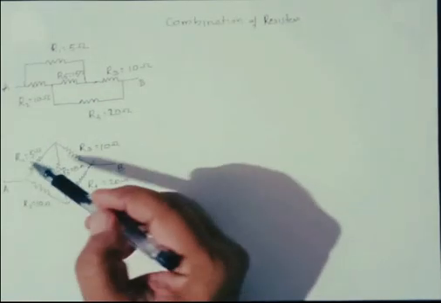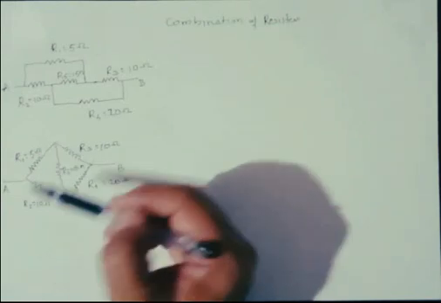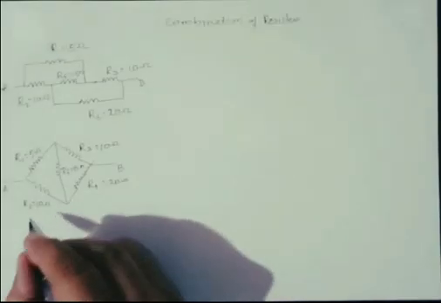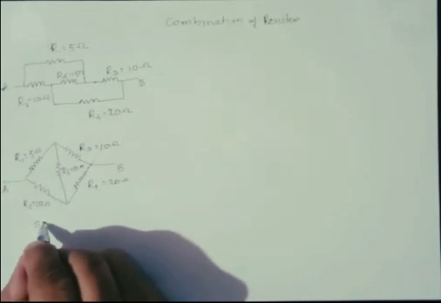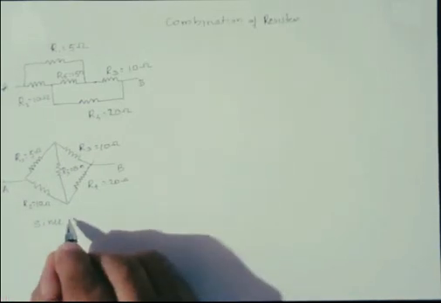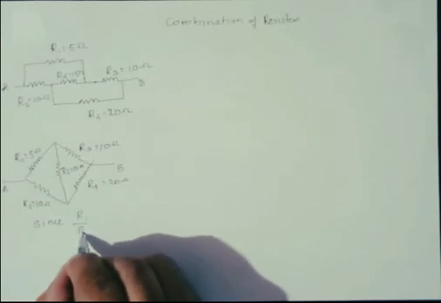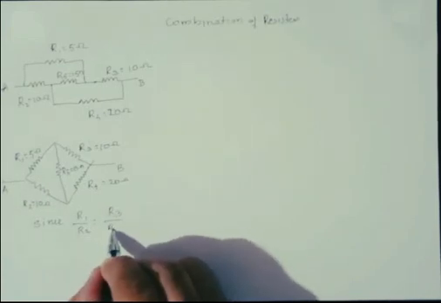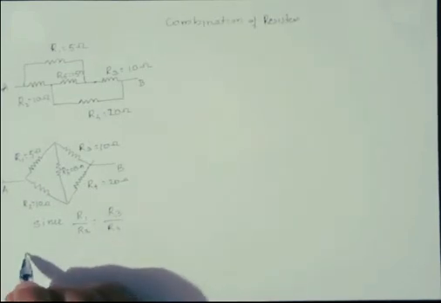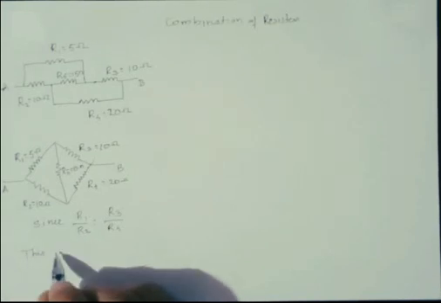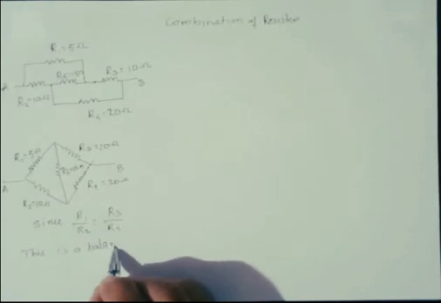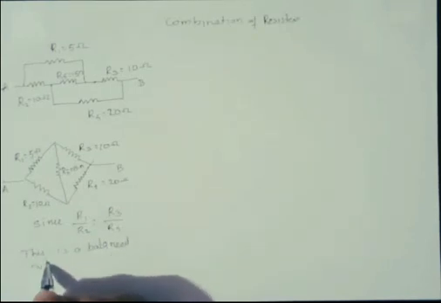Now in this case, you can see that R1 upon R2 is 5 upon 10 and R3 upon R4 is 10 upon 20. They are equal. So this is a balanced resistance circuit. So here, since R1 upon R2 is equal to R3 upon R4, this is a balanced resistance bridge.